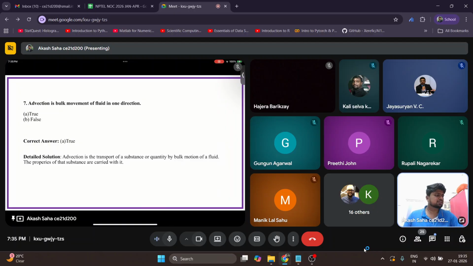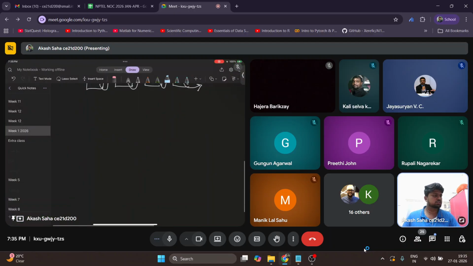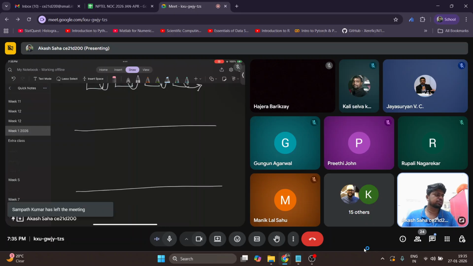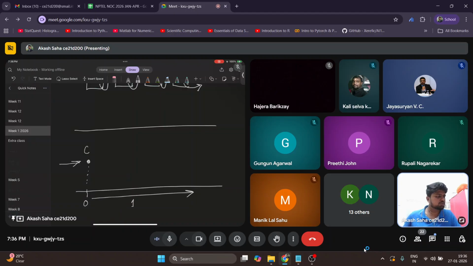So it simply means that suppose we have a stretch of river which is flowing in this direction. Suppose I dropped something of concentration C at a location, suppose 0. Now if it moves to a location of, suppose, 1 kilometer, after that also the concentration will remain the same.